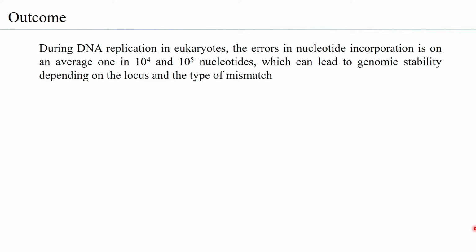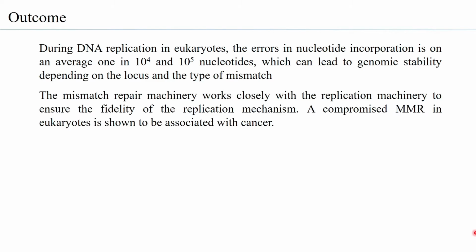And of course, it depends a lot on the locus of the mismatch and also the type of the mismatch that the genomic instability is associated with. The mismatch repair machinery works closely with the replication machinery to ensure the fidelity of replication. We already know that DNA polymerases with their 3' to 5' exonuclease activity are able to proofread while carrying out replication. But if it is unable to identify a wrong nucleotide that it has incorporated and moves ahead with replication, then such mistakes have to be corrected, and those are corrected by the mismatch repair mechanism.